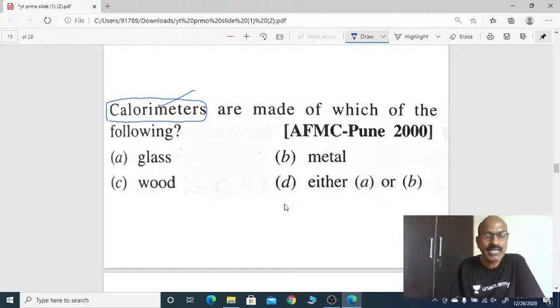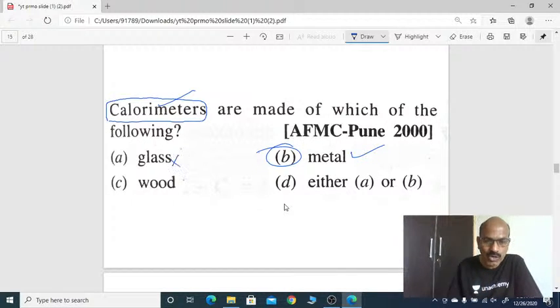We all know heat lost equals heat gained. So metal quickly absorbs or transfers the heat. So the calorimeter being made up of metal is the correct answer. Heat lost equals heat gained, right? A calorimeter is the device used to measure the quantity of heat.